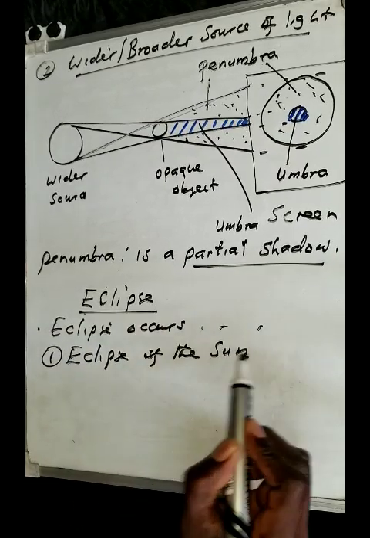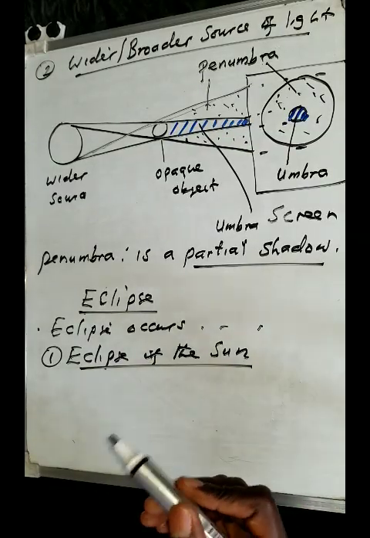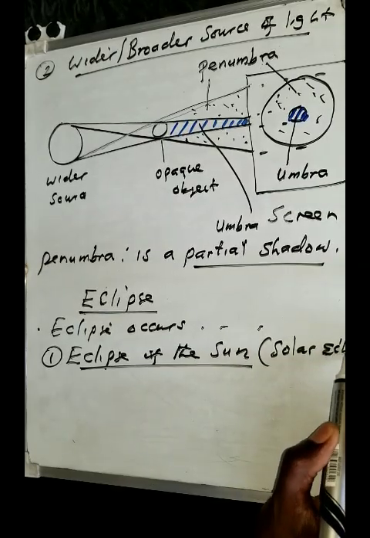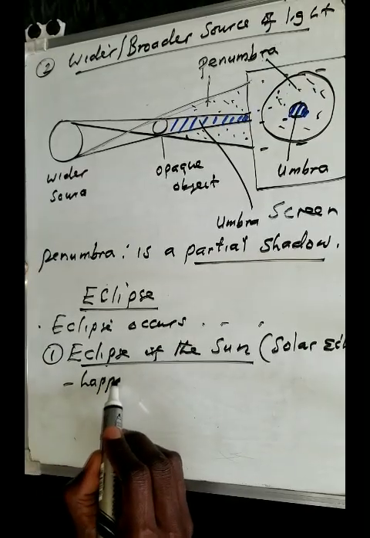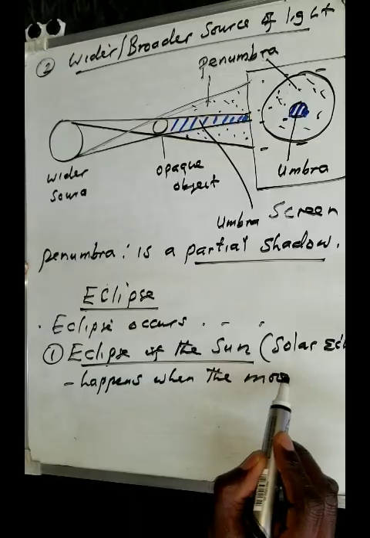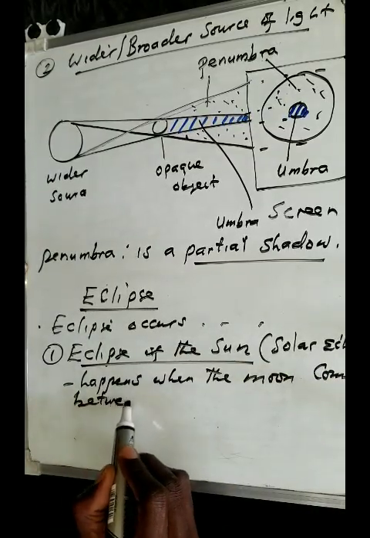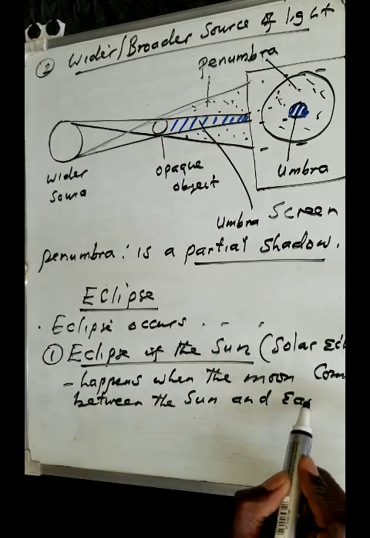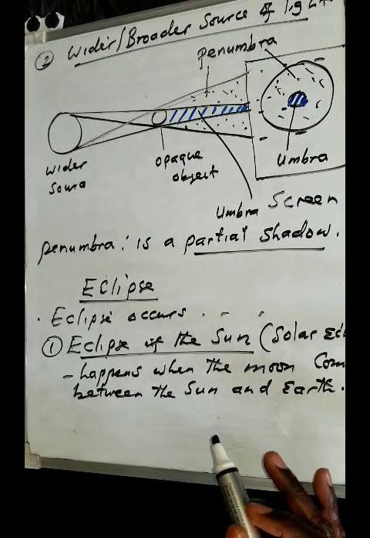No wonder, when it comes to eclipse, sometimes you might have heard of eclipse of the sun. What do they mean when they say eclipse of the sun? Well, an eclipse of the sun, which is also known as a solar eclipse, happens when the moon comes between the sun and earth. So that is when an eclipse of the sun, or what we call a solar eclipse, is created.